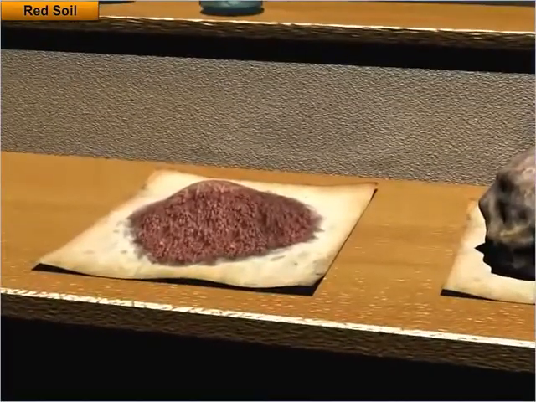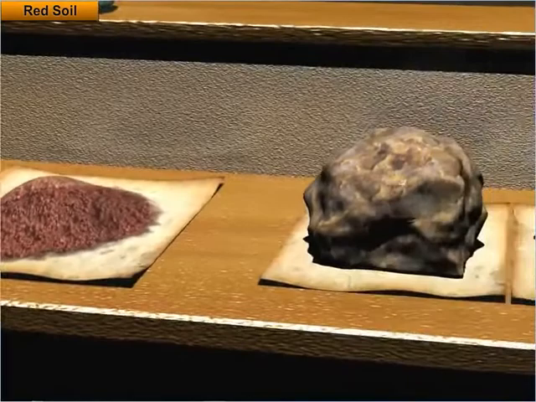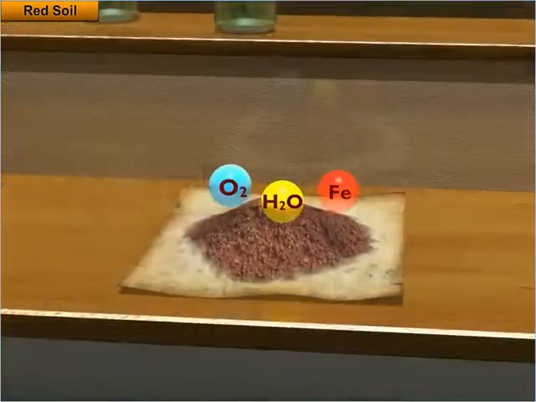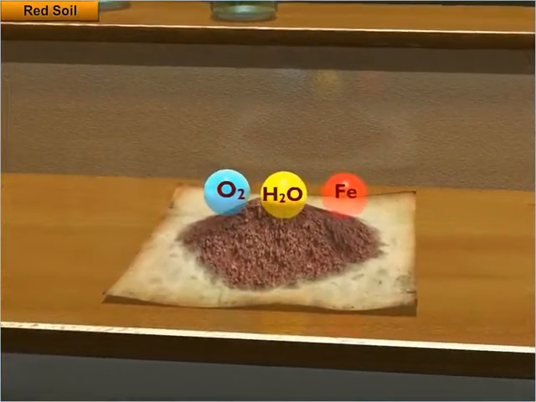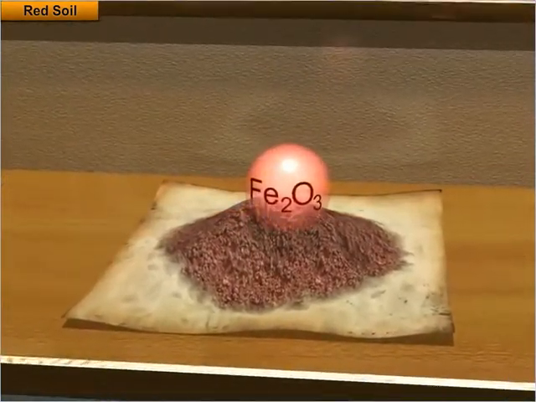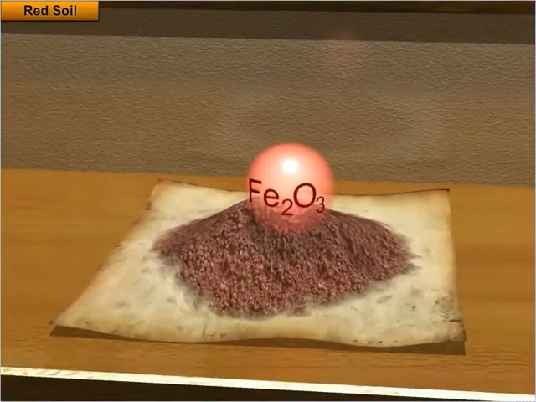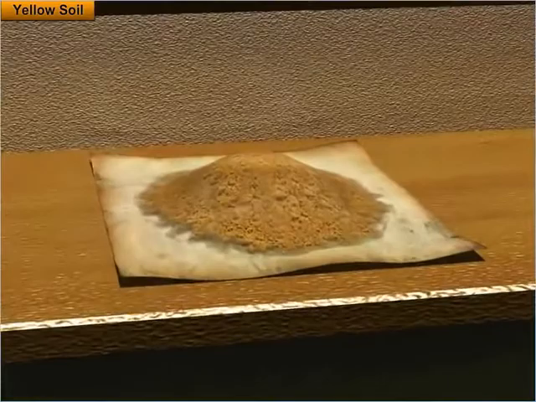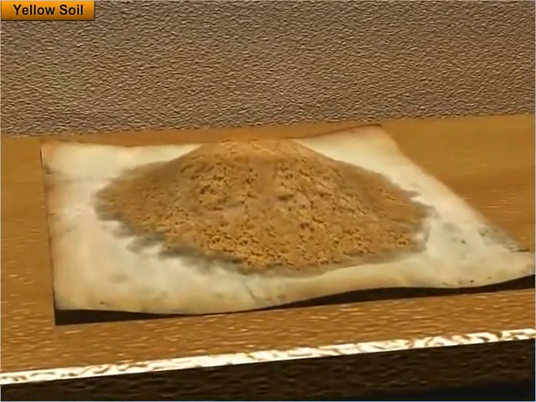The reddish color of these soils is due to the diffused iron particles in the crystalline and metamorphic rocks. The air and water present in the soil react with the iron particles and result in rust formation, giving a red color to the soil. This type of soil appears yellow when it occurs in a hydrated form.